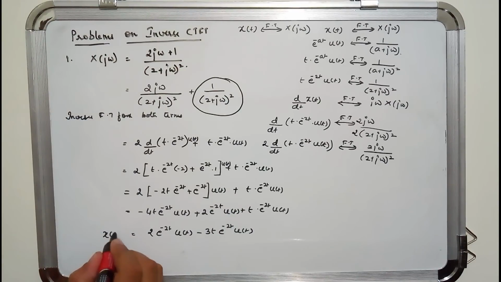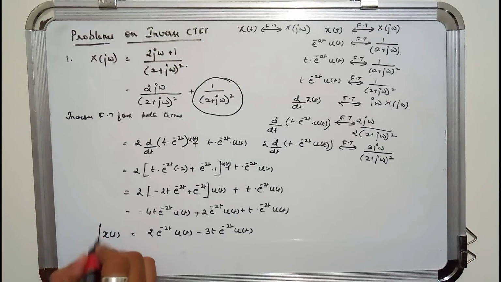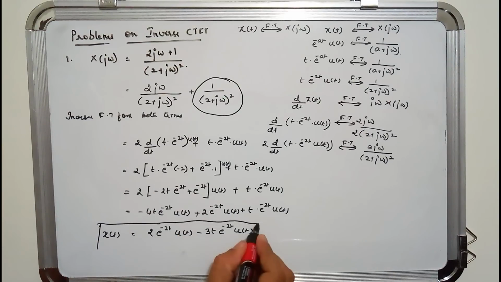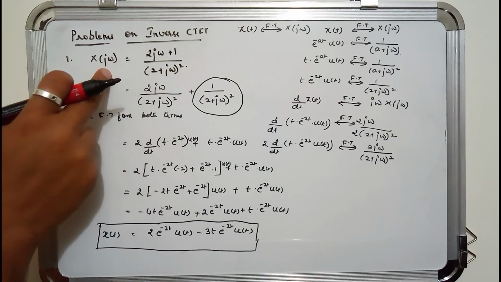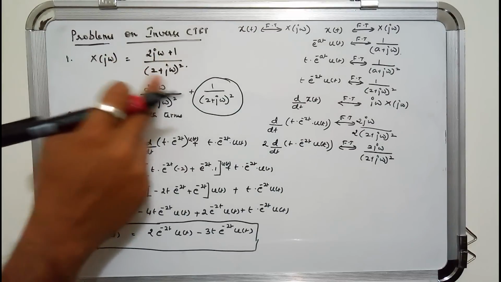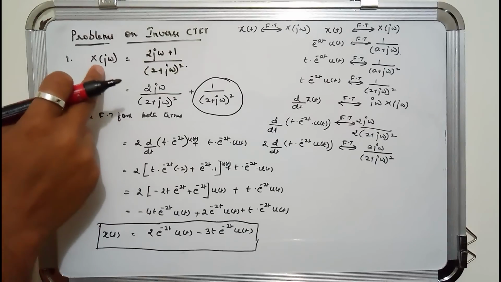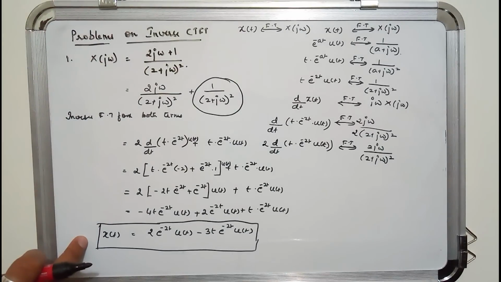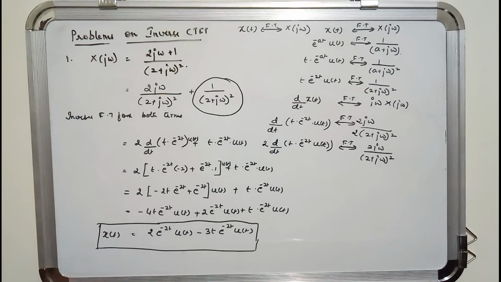This is the inverse Fourier transform. Since I have already taken the inverse Fourier transform here, I will be getting x of t back. So this is how I got the inverse Fourier transform of x of j omega, which is 2j omega plus 1 divided by 2 plus j omega whole square. That means I just converted the frequency domain signal back to a time domain signal, whereas in the previous cases I was finding the frequency domain signal from the given time domain signal.